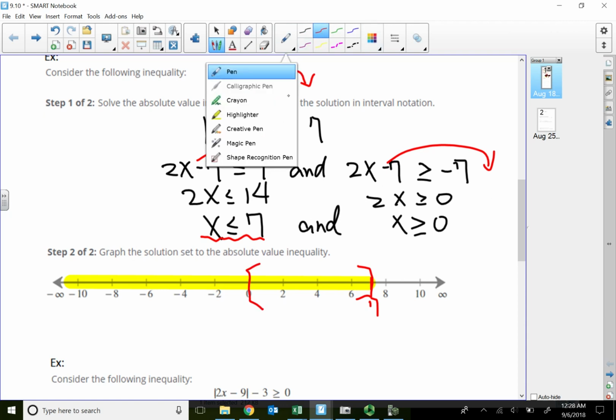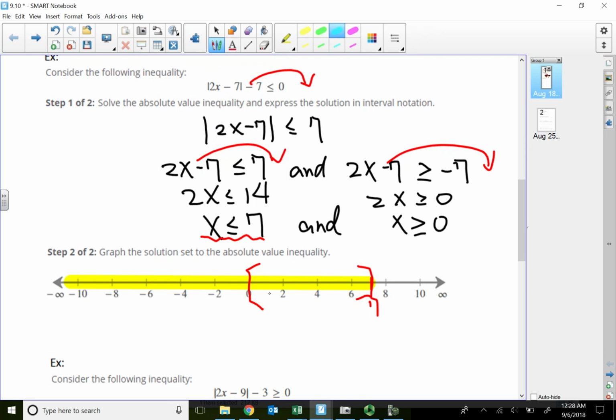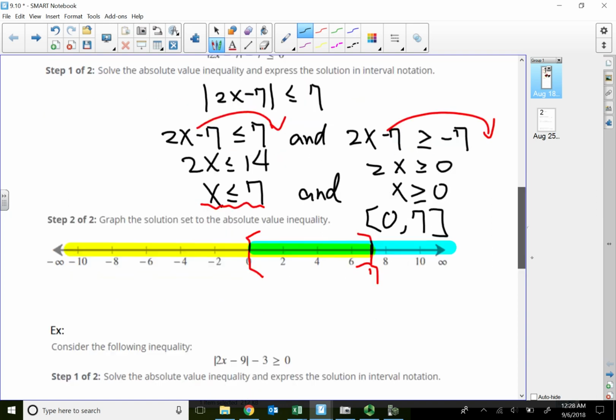That will go to the right side of 0. When I use blue here, the overlap of the one that goes to the left and the one that goes to the right has to be the green part. So my solution has to be less than or equal to 7 and also bigger than or equal to 0. That means my interval notation, from left to right, is from 0 to 7.